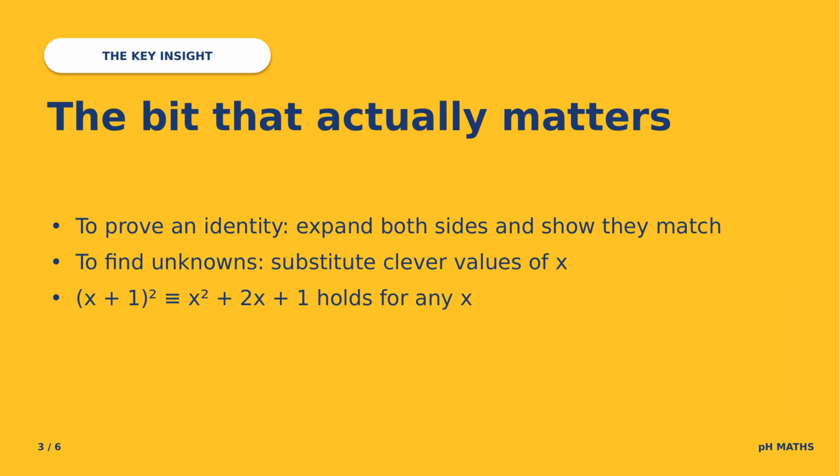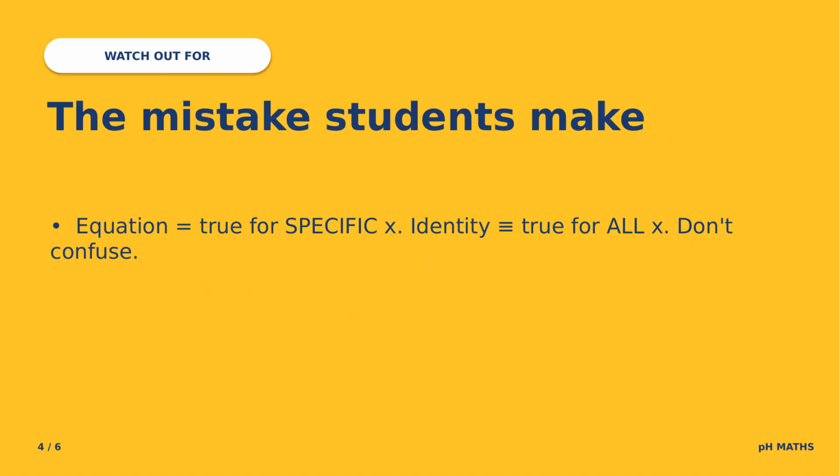Key insight. To prove an identity, expand both sides and show they match. Every term, every coefficient. To find unknowns inside an identity, substitute specific values of x that simplify the equation. Pick x equals 0, x equals 1, or whichever makes the algebra drop out. Smart choices save calculations.